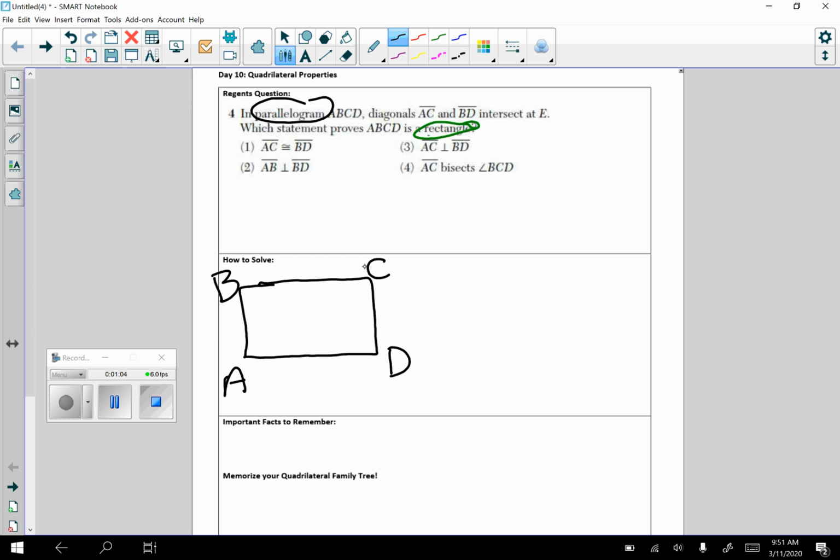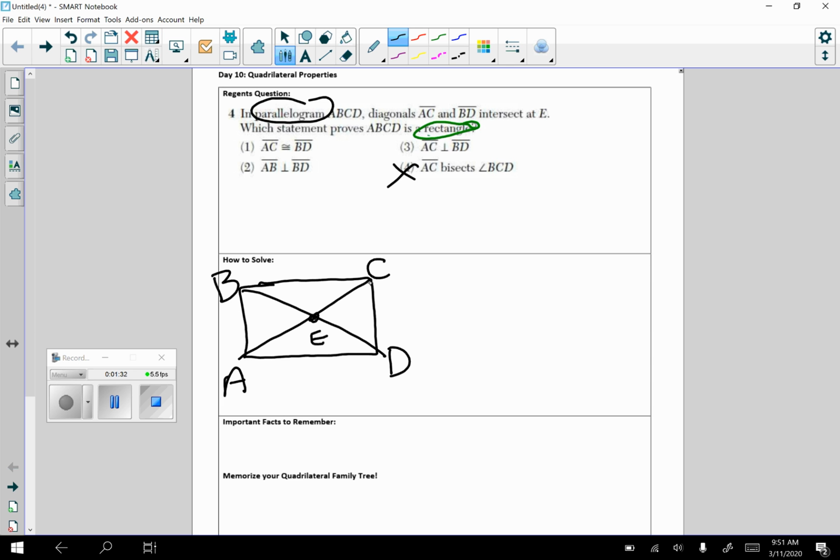So what's going to make me special? Which statement proves it's a rectangle? Oh, I guess we should draw in our diagonals as well, since it does say diagonals AC and BD intersect at point E. So if we just look at choice 4, AC bisects angle BCD. Well, do the diagonals of a rectangle bisect the angles? No, can't be choice 4.